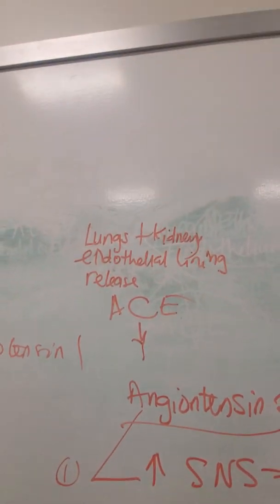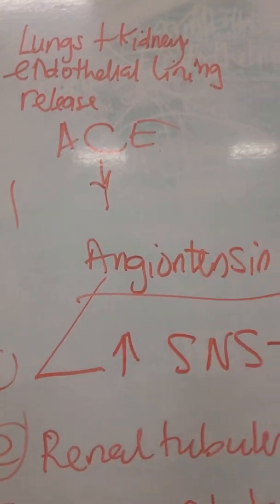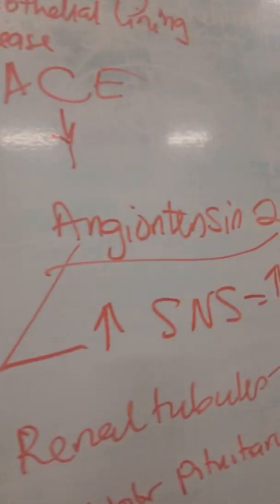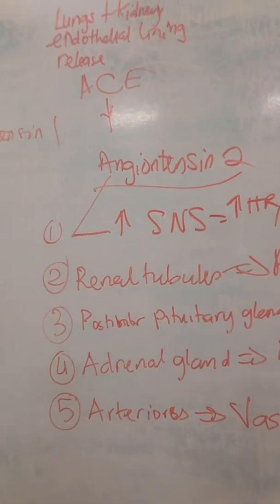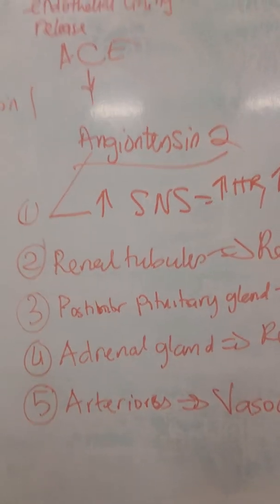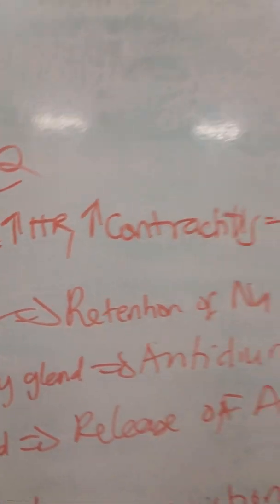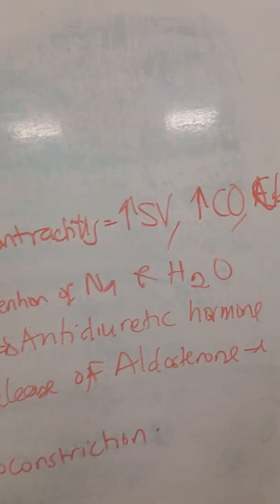The lungs and the kidney endothelial linings release angiotensin converting enzyme, which converts angiotensin 1 to angiotensin 2. Angiotensin 2 in the blood leads to an increase in the sympathetic nervous system stimulation, and that will lead to an increase in heart rate, increase in contractility, increase in stroke volume.